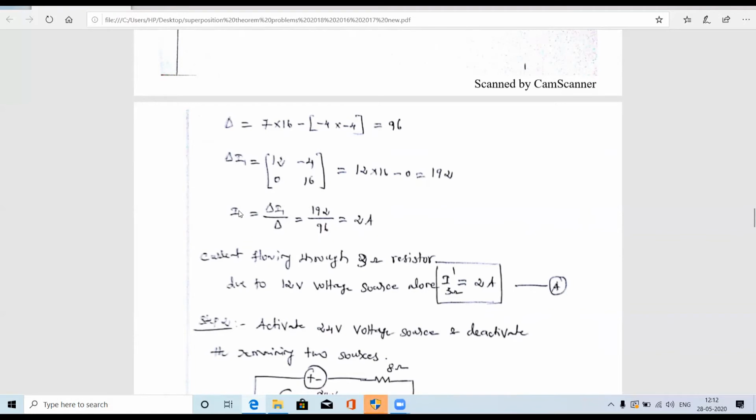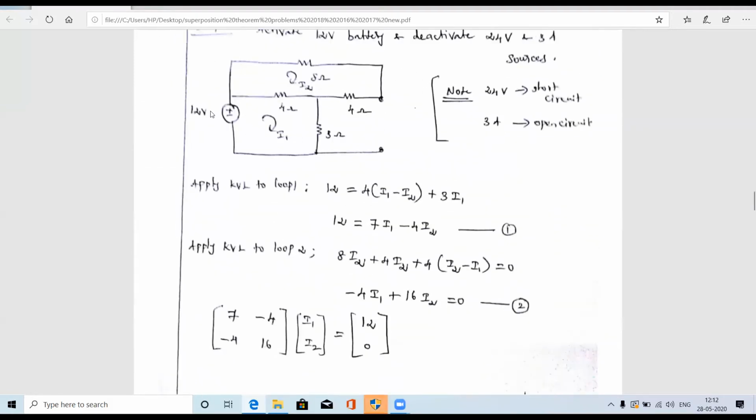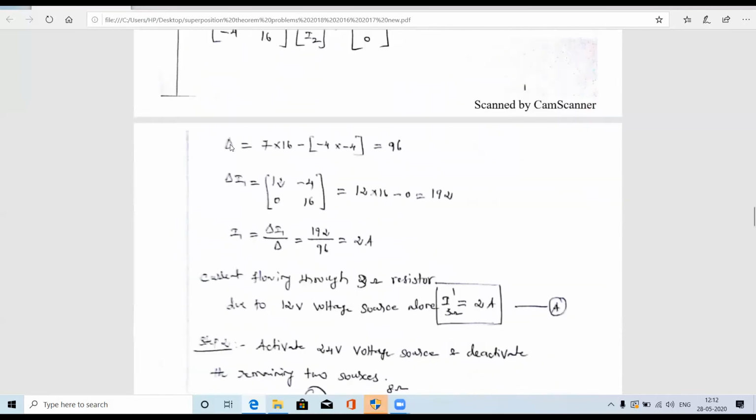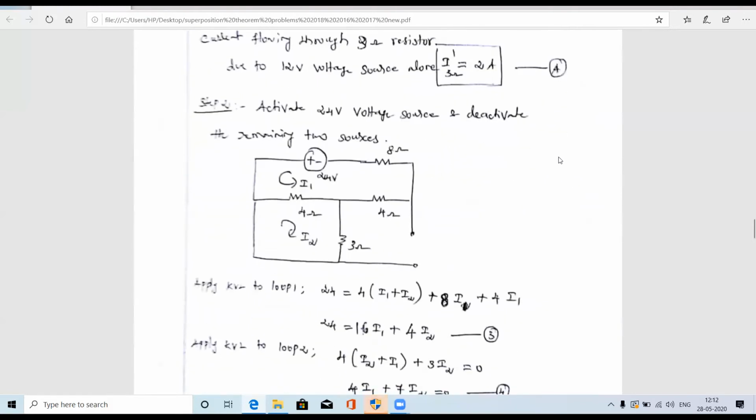So this current I1 is the current flowing through the 3 ohm resistor due to the 12 volt voltage source alone. You just consider it as I dash. So it is 2 amps. You just consider this as equation number A. Then this is step number 1.